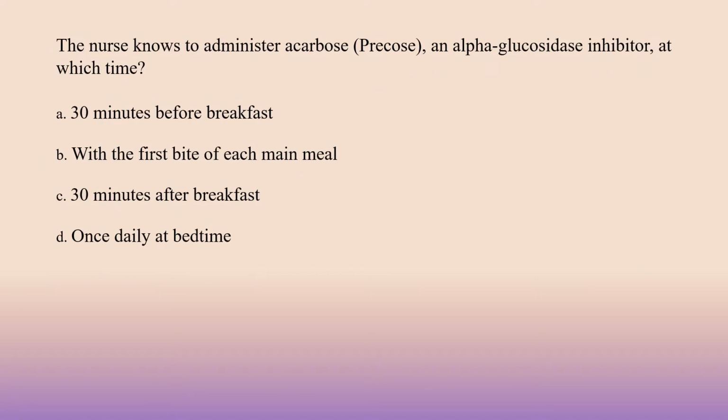The nurse knows to administer acarbose, Precose, an alpha-glucosidase inhibitor, at which time? A. 30 minutes before breakfast. B. With the first bite of each main meal. C. Circa 30 minutes after breakfast. D. Once daily at bedtime.